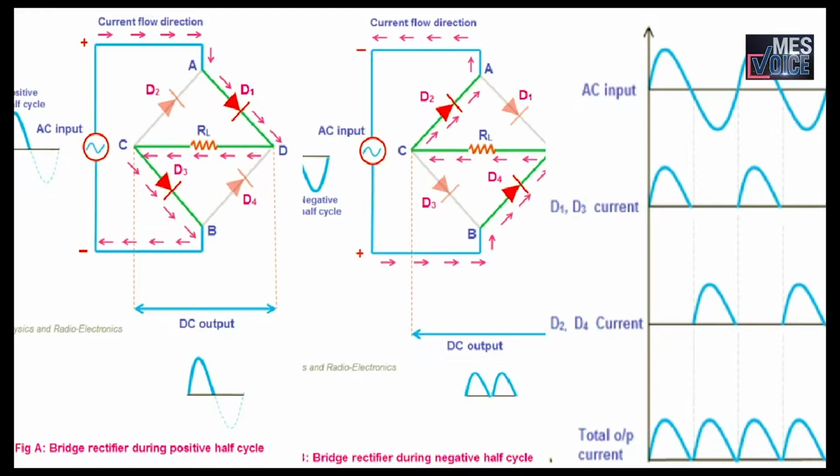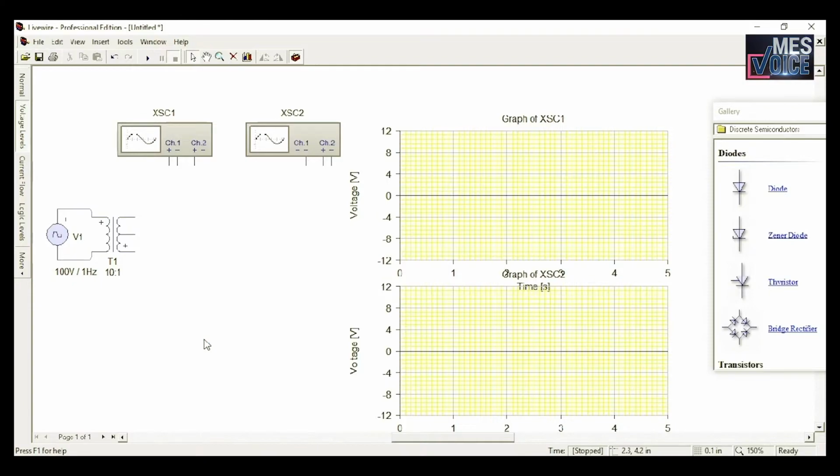This is the circuit diagram and this is the conduction states of a bridge rectifier. In a positive half cycle, D1 and D3 will conduct, and in a negative half cycle, D2 and D4 will conduct. In effect, the output will be in the full wave rectified form. Let's see how the connections are made in the Livewire software.